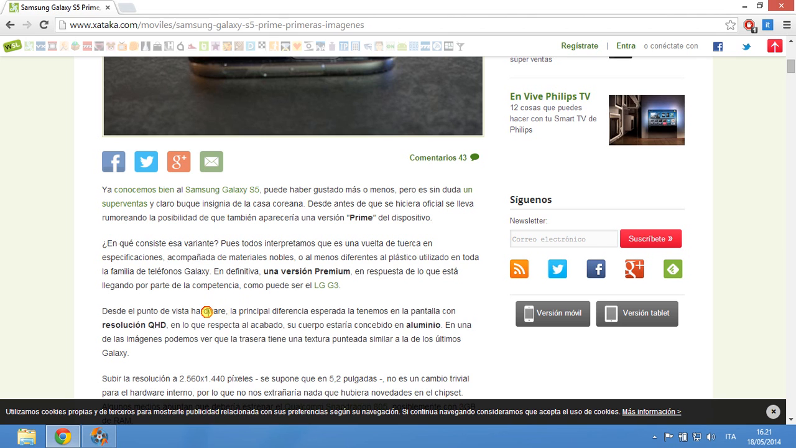Desde el punto de vista hardware is hardware, and yeah, this means about. It's a long way to say about. So about hardware. So for example, we will have a screen with QHD resolution.